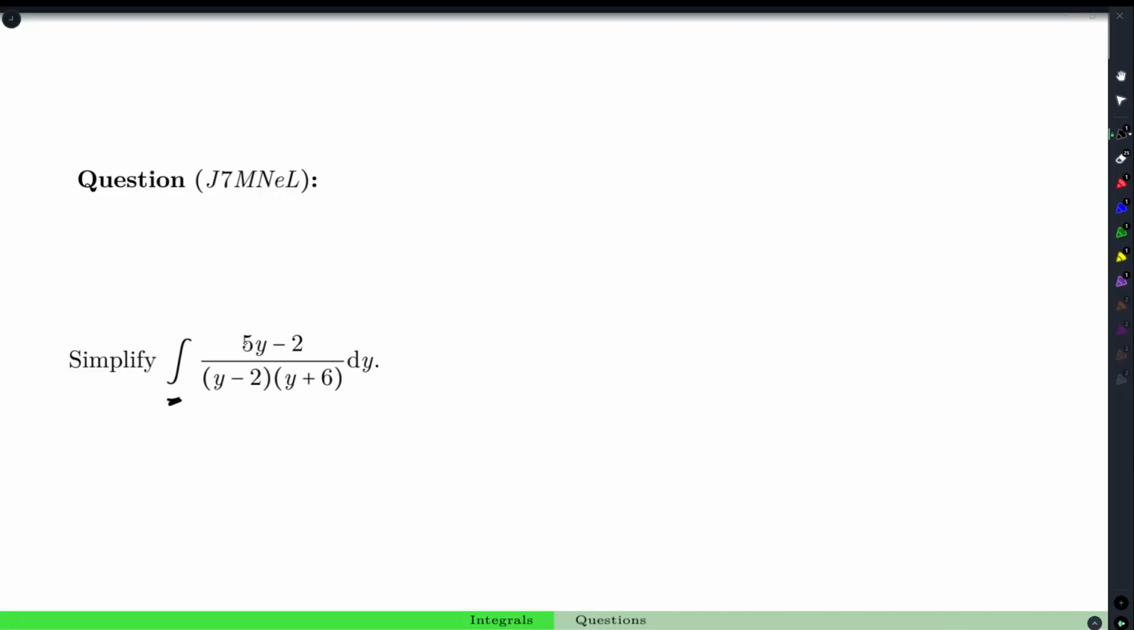Simplify the integral of (5y - 2) over (y - 2)(y + 6). So this is a polynomial on top, polynomial on bottom. We're being asked to integrate a rational function. When I see rational functions, the first thought is partial fractions decomposition.